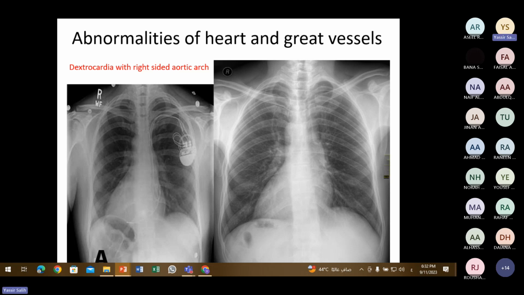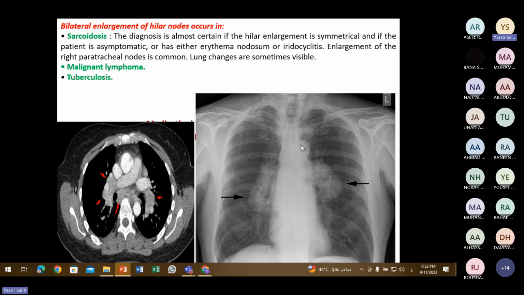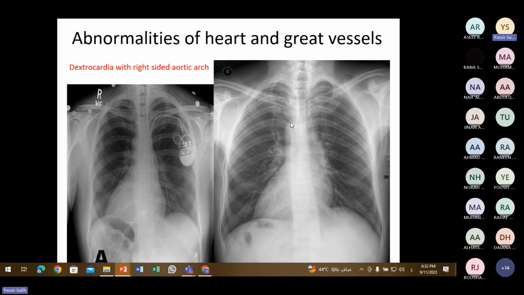Do you see the aortic arch? On the right side. Yes. Is it normal? Part of dextrocardia, isn't it? The aortic arch, this is called right-sided aortic arch. The aortic arch normally is in the left, like this. This is the aortic arch, normal aortic arch in the left. But there is a right-sided aortic arch, in addition to the dextrocardia.